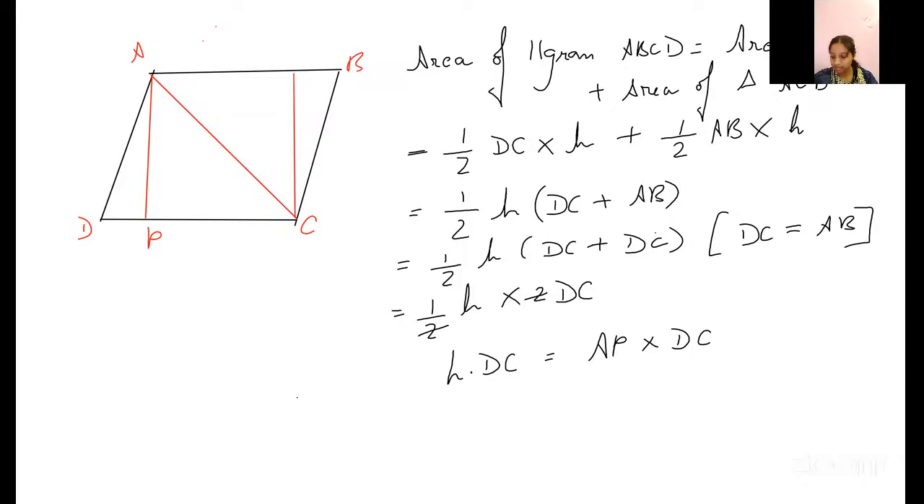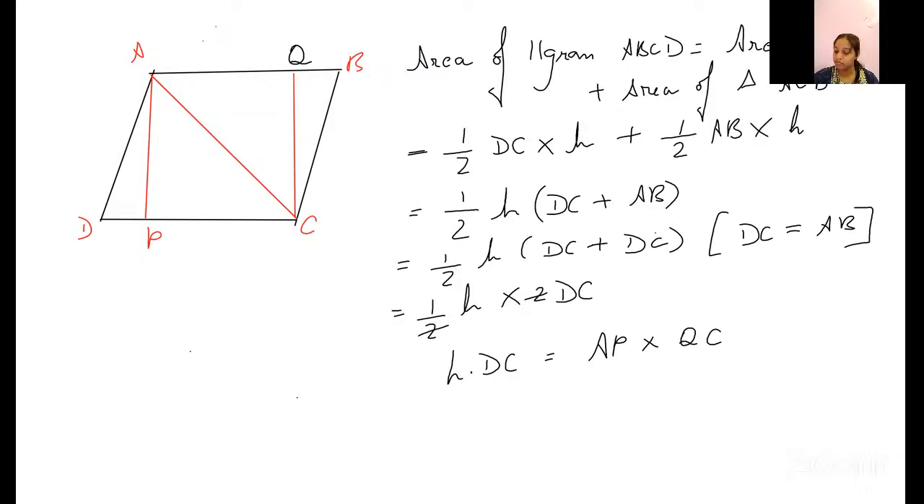AP and, don't write this BC, let's name it Q. AP into QC. Is it DC only? One second. Is that a misprint? Height equals AP. Height equals AP. Yes.